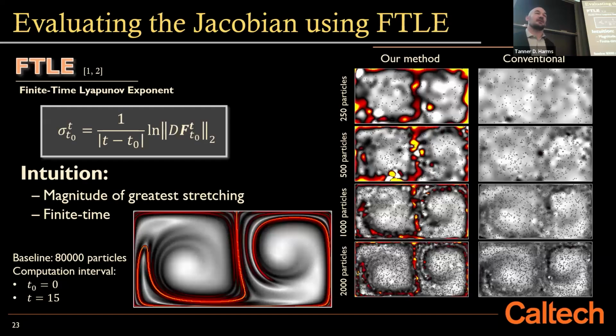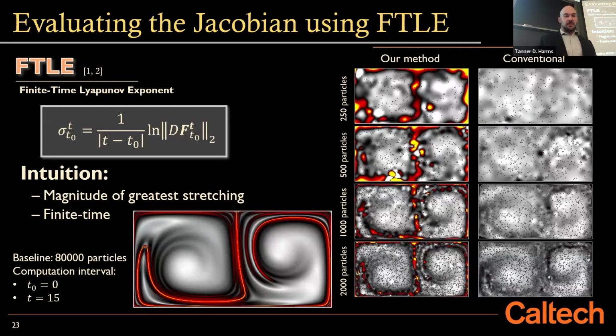It's sort of an indication of how mixing occurs in a flow. All right, so when we compute this in a conventional sense, we can see that the results don't turn out very well, especially with few particles. When I'm only using 250 particles and applying a conventional approach, I really don't do a good job of representing anything in the flow. However, in our method, we're able to get representation of the ridges that we care about finding, even with sparsely defined particles.